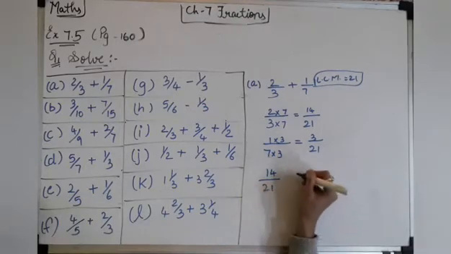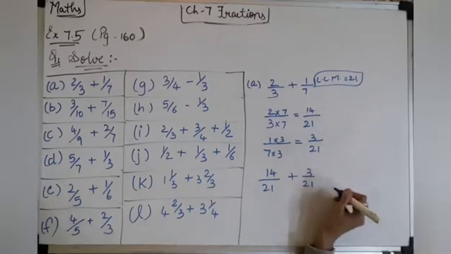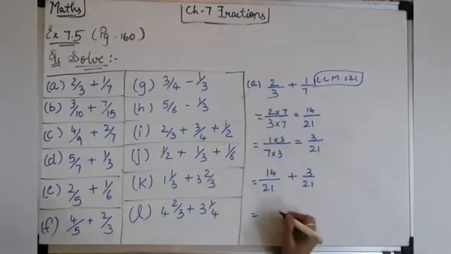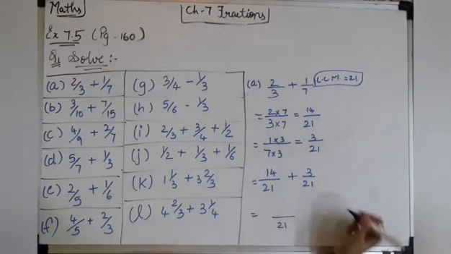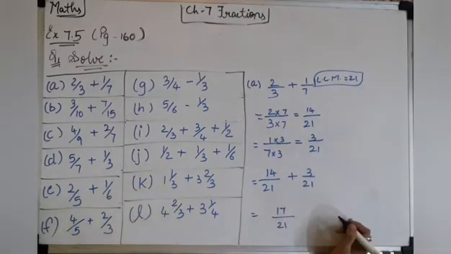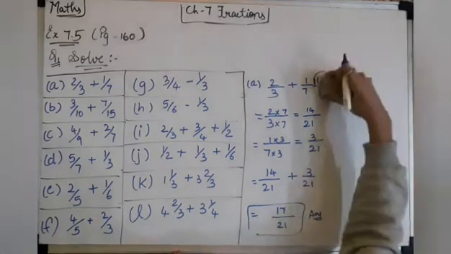Here we got 14 upon 21 plus 3 upon 21. Denominators are same, so I'll write 21. And then 14 plus 3: 14, 15, 16, 17. So 17 upon 21 is our answer. Like that we will do all the sums.